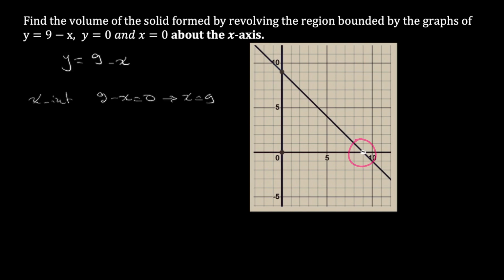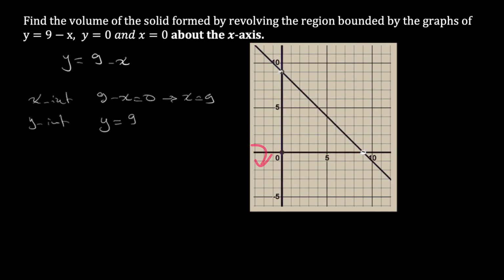Similarly, we can find the y-intercept. So the y-intercept is when x is equal to 0, which means that y is equal to 9. So here is the y-intercept. And to find the required volume, we can use the disk method, which means that we need to integrate the areas of the disks formed by revolving the region bounded by the curve y equals 9 minus x, the x-axis, and the y-axis about the x-axis.